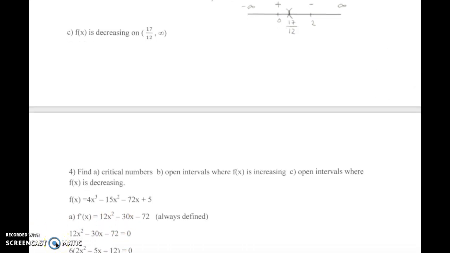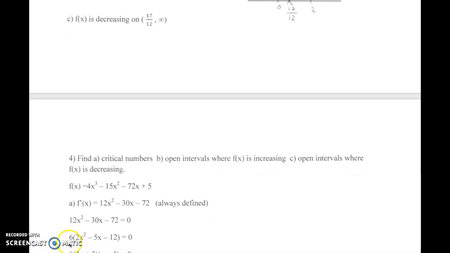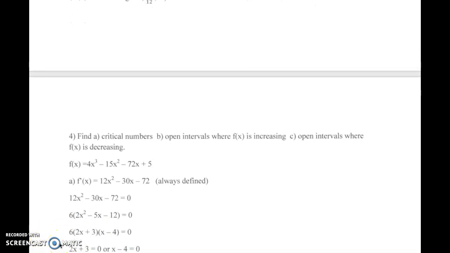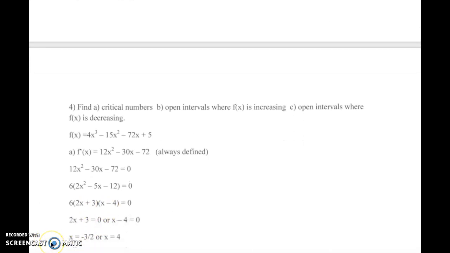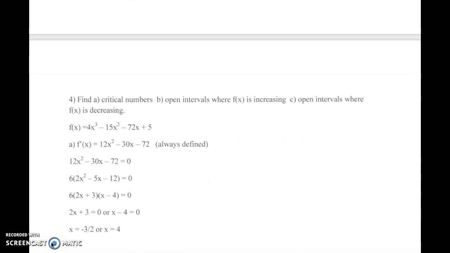If we set the derivative equal to 0, we can pull out a whole number 6, a GCF. This makes the function a little easier to deal with. You could either try to factor this, or you could use the quadratic formula. This one actually factors really nicely into 2x plus 3 and x minus 4. The 6 is not going to be a part of this. It has nothing to do with finding our critical numbers. So we're really looking at the 2 factors: 2x plus 3 equals 0, or x minus 4 equals 0. Our critical numbers here are -3/2 and 4.